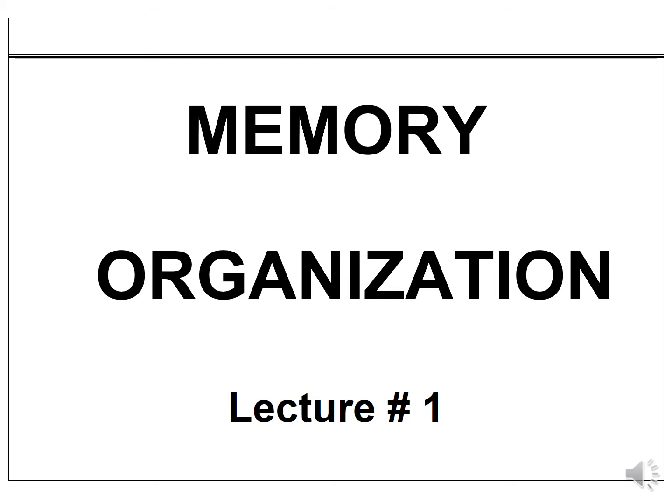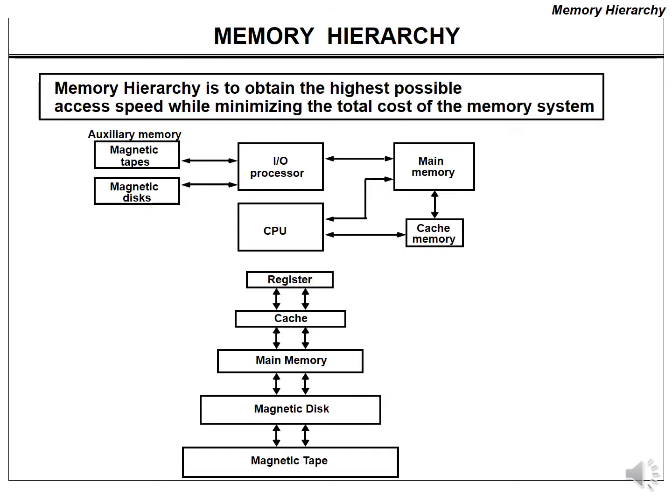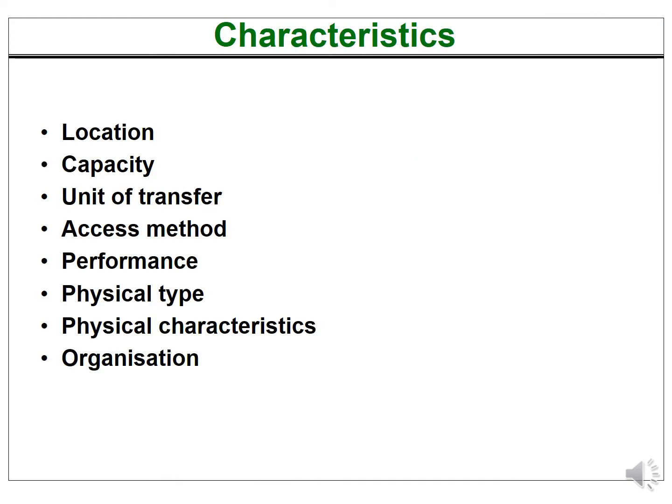So let's today talk about the memory organization. We will talk about something called the memory hierarchy. Memory hierarchy is a way of looking at the various types of memories in terms of their parameters. Before we actually look into the memory hierarchy, let's first understand what are the various parameters on the basis of which we can compare memories. We'll come back to memory hierarchy. Now, there are many characteristics. These are the characteristics on the basis of which you can compare memory devices.